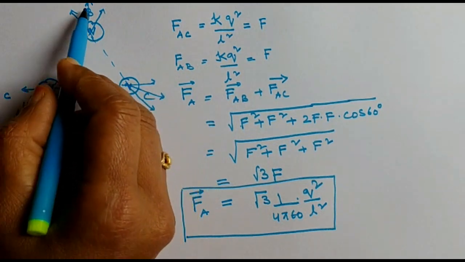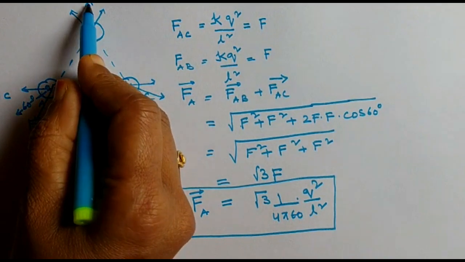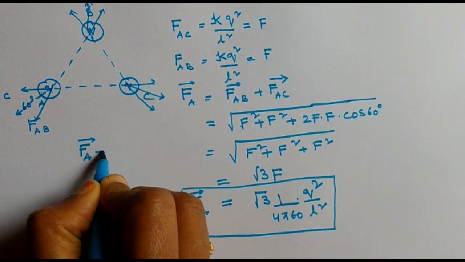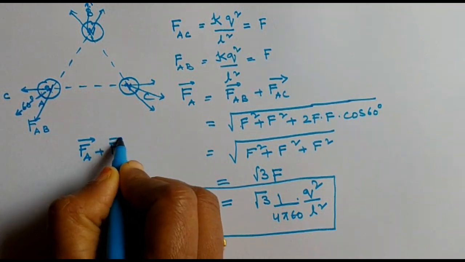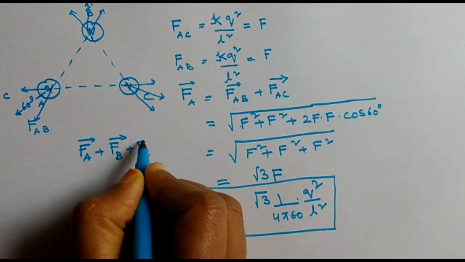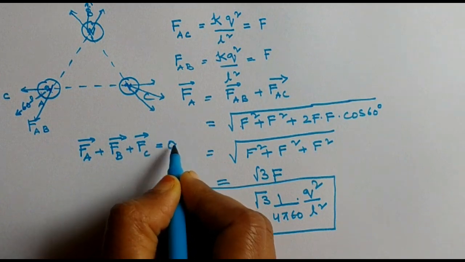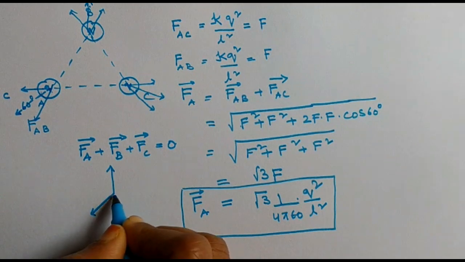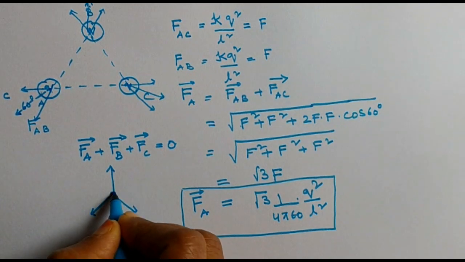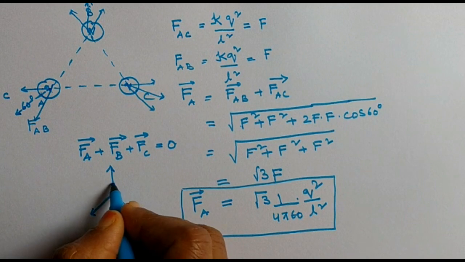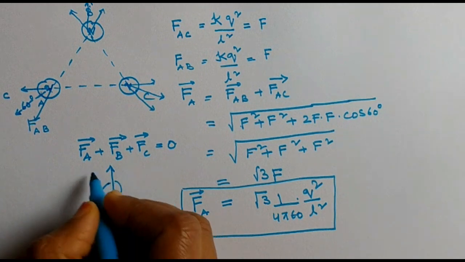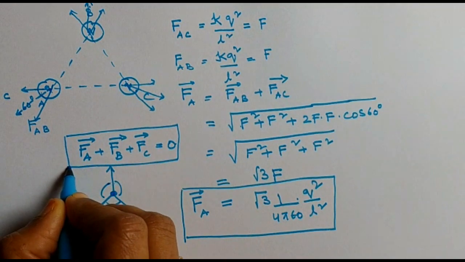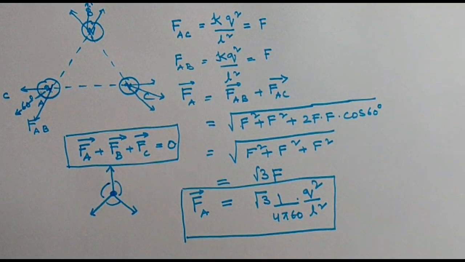But one point you can remember is the vector sum of all the three forces, that means force acting on A plus force acting on B plus force acting on C would become 0 according to Lami's theorem, because all are equal in magnitude separated by 120 degrees. So this point is in equilibrium. So angles are also the same, force is also the same. The sum of the three forces acting on the three vertices would be 0.